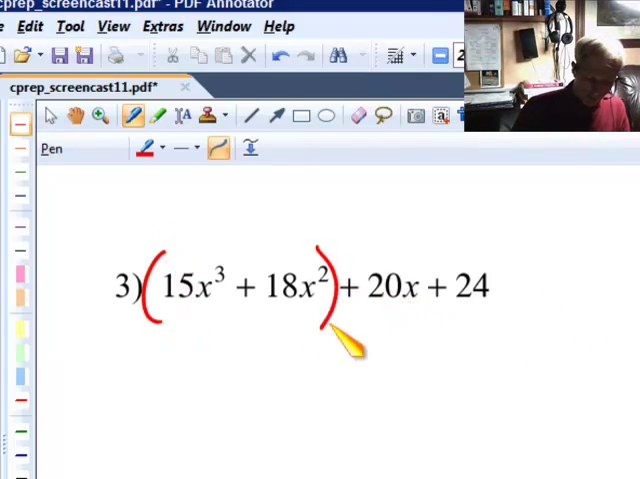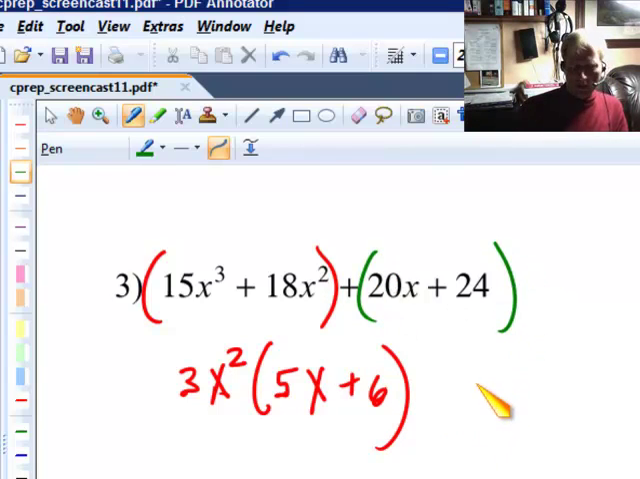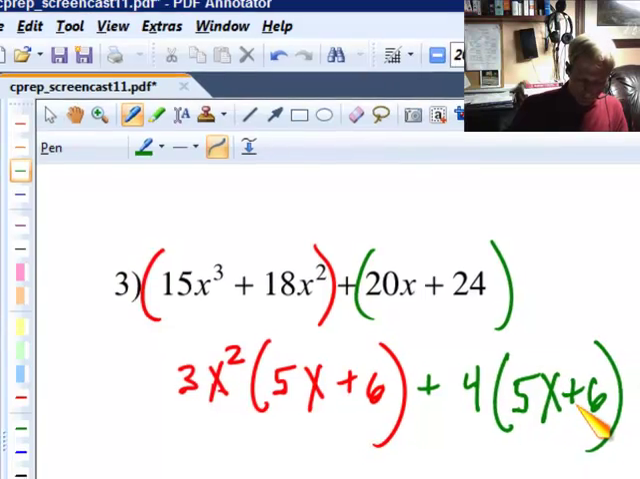And to do factoring by grouping, first of all, I look at the first 2 terms and factor out the common factor, which is 3x squared. So I'm going to do 3x squared. It's going to give me 5x, and that's going to give me 6. And now I move on to the second 2 terms, and I do the same thing. I factor out a common factor. So it looks like it's going to be 4. So it's going to be 4 times 5x plus 6.